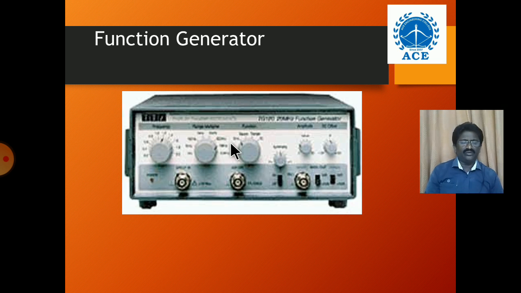The amplitude control on a function generator varies the voltage difference between the high and low voltage of the output signal. The direct current offset control on a function generator varies the average voltage of a signal relative to the ground.